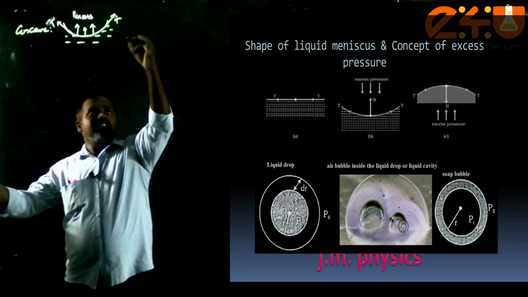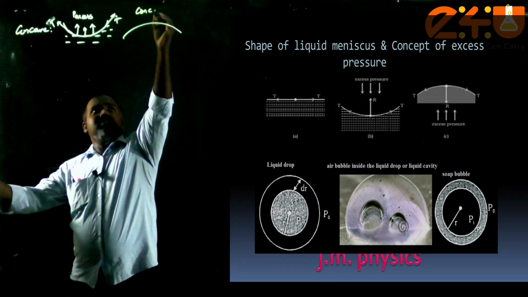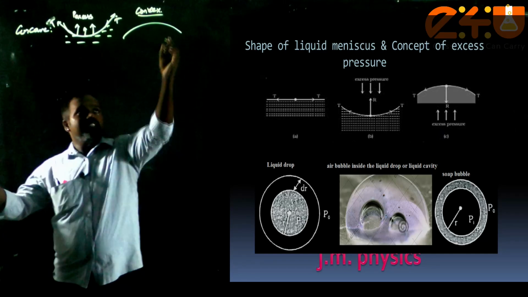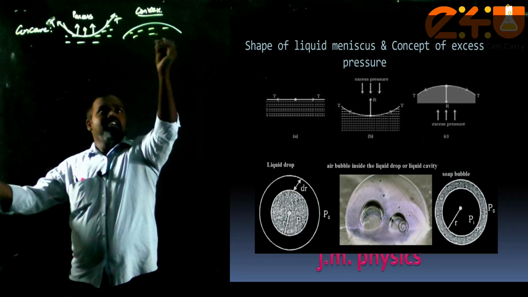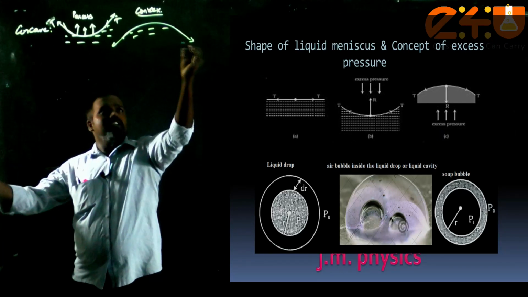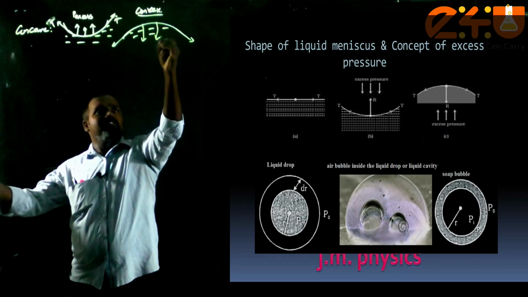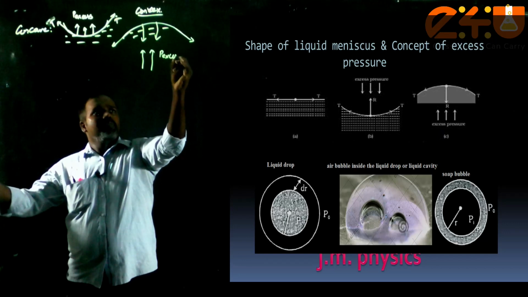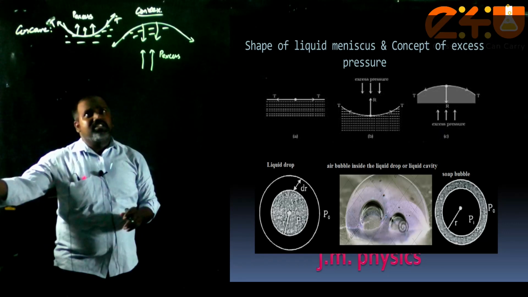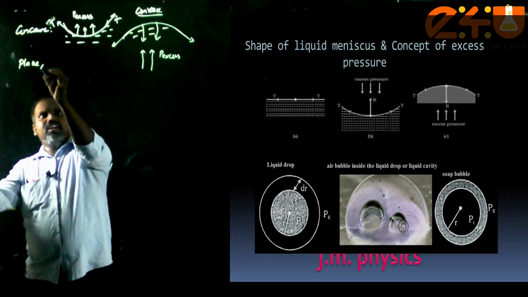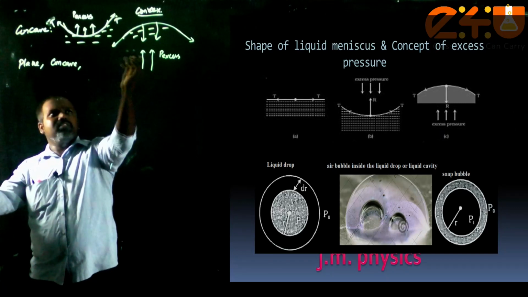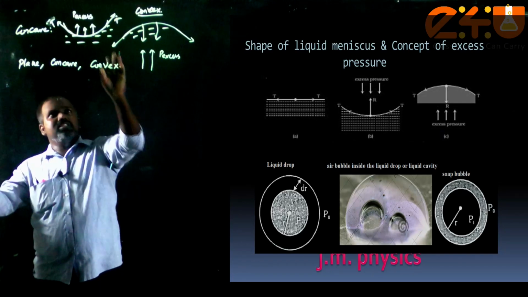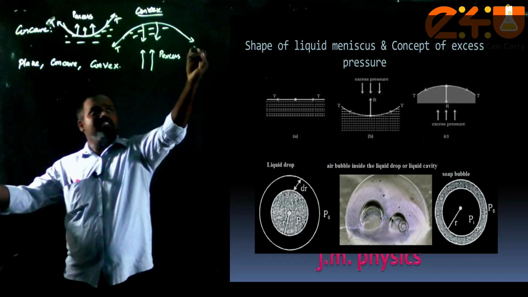Now you see the other one, that is a convex meniscus. In this convex meniscus, we can see mercury. In this case, the surface tension acts in the downward direction. Therefore, there is a non-zero component which acts downward. To balance that, there will be an upward force, that is called excess pressure. So there are three types of meniscus: plane, concave, and convex. This shape change arises because of the surface tension acting on the liquid.